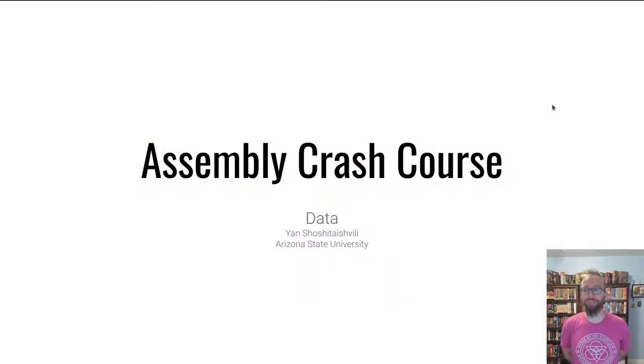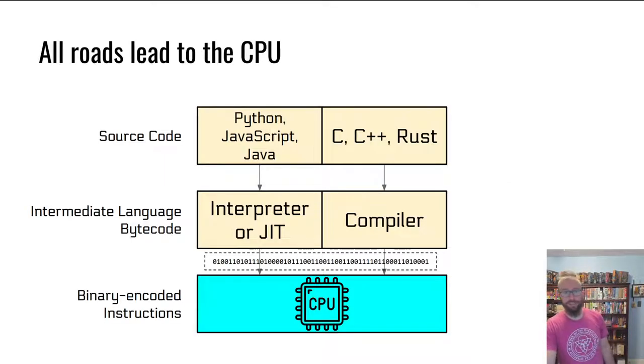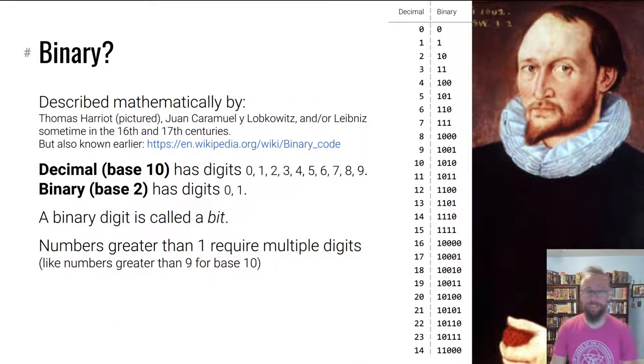This video is part of our assembly crash course. If you're just seeing this video out of context, go back and start at the beginning of the assembly crash course. All right, let's talk about some data. Recall that all roads lead to the CPU. Recall that the CPU only understands binary code, ones and zeros. So let's dig in. What is binary?